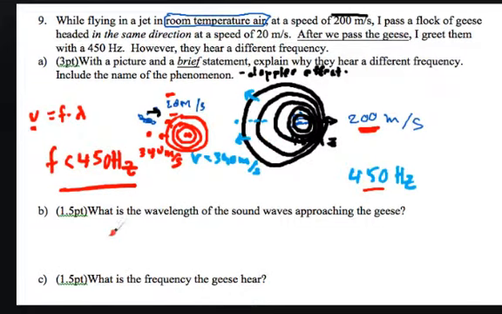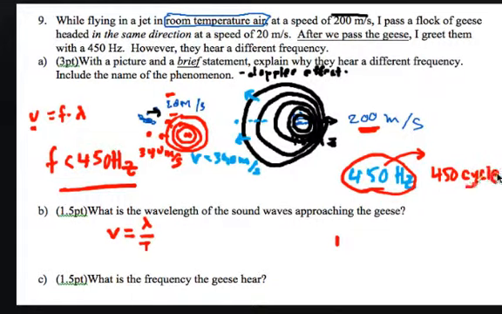The velocity equals the distance traveled, the wavelength, divided by the period. Let's figure out what the period is. From this 450 hertz, which is 450 cycles per second, the period is 1 over 450 seconds per cycle. And what is the wavelength? The velocity is the same.